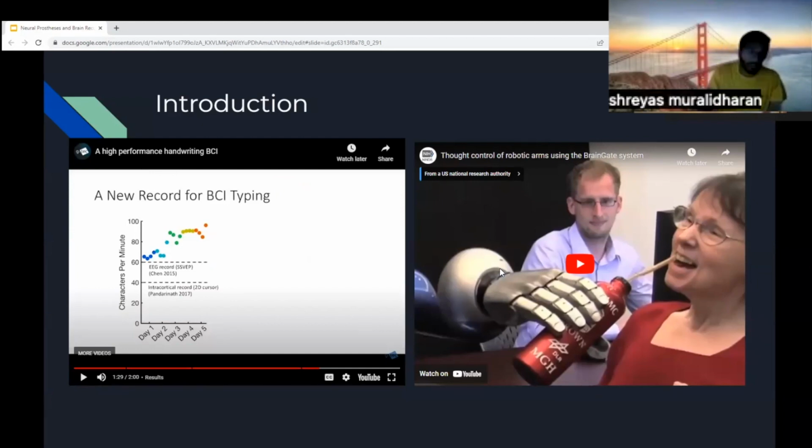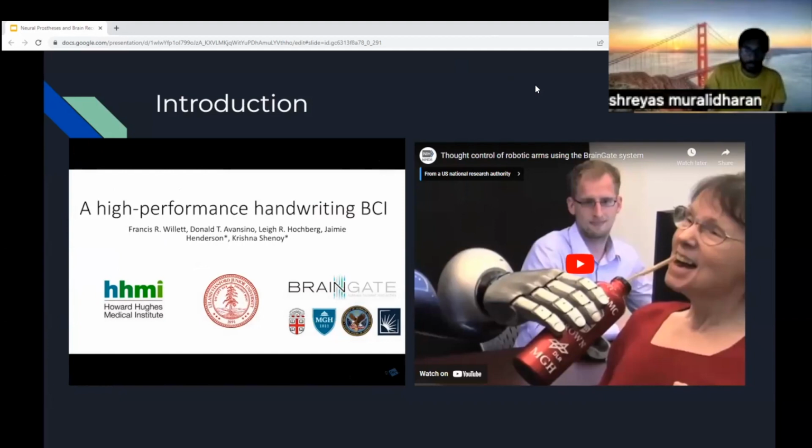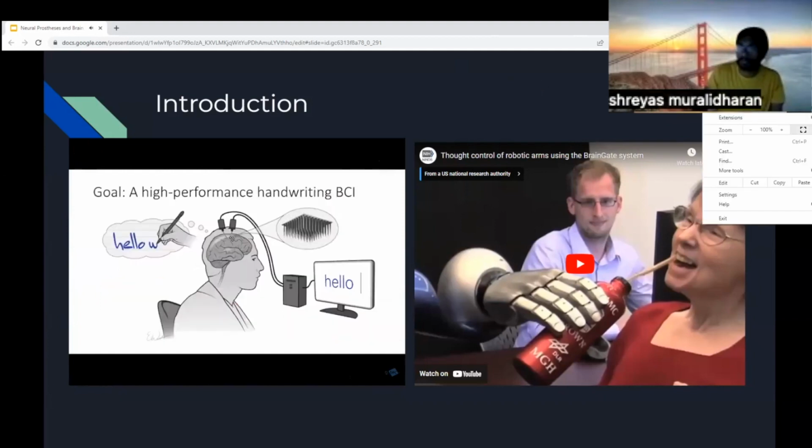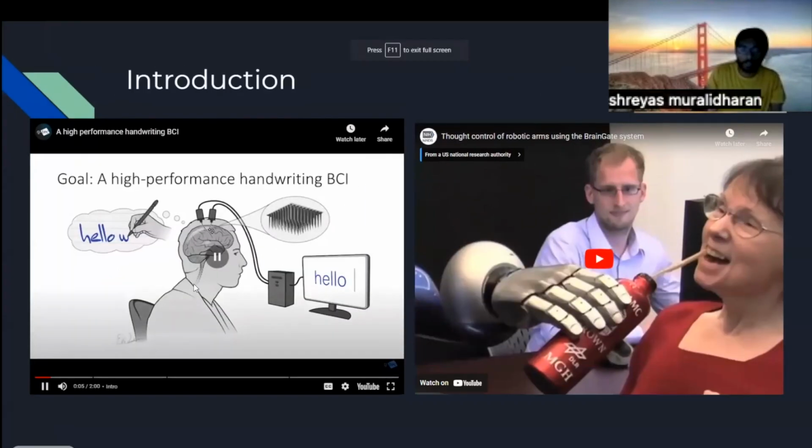Yeah, exactly. So it's a pretty sophisticated algorithm, but what I wanted you to take away is that a person thinks to handwrite a particular letter, and then through some sophisticated decoding algorithm, we decode the letter that they're imagining handwriting. Obviously, they can't actually do the handwriting because they're locked in. I don't know why it's not going full screen.